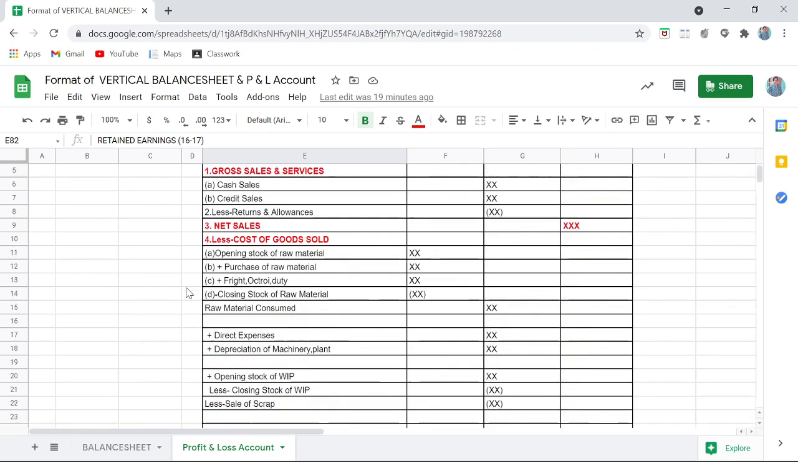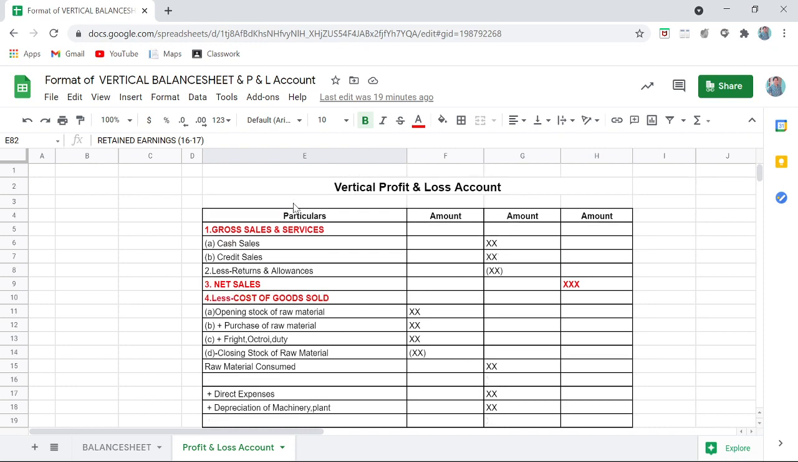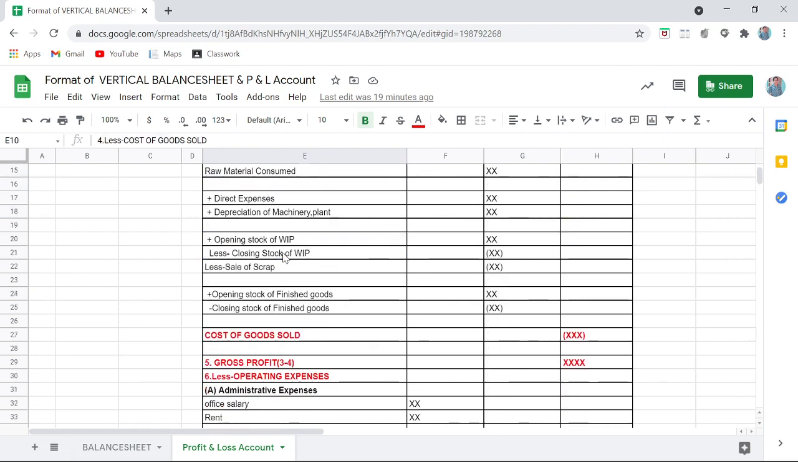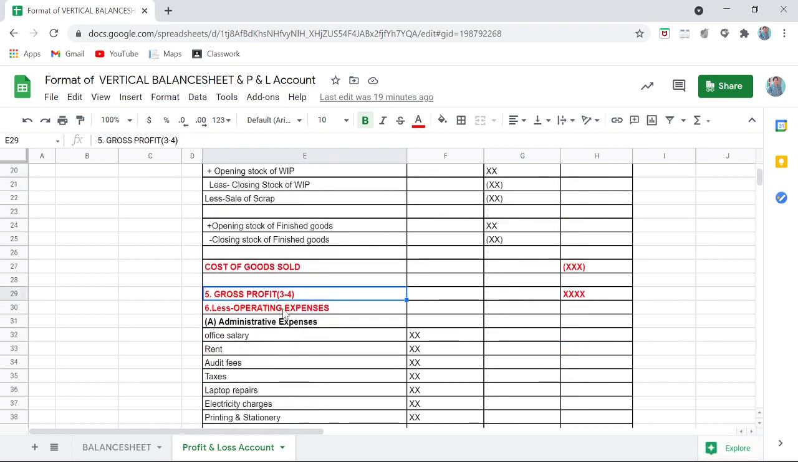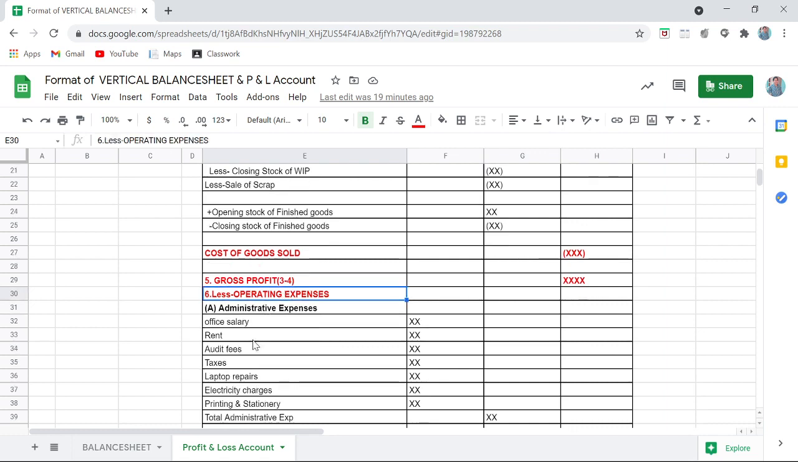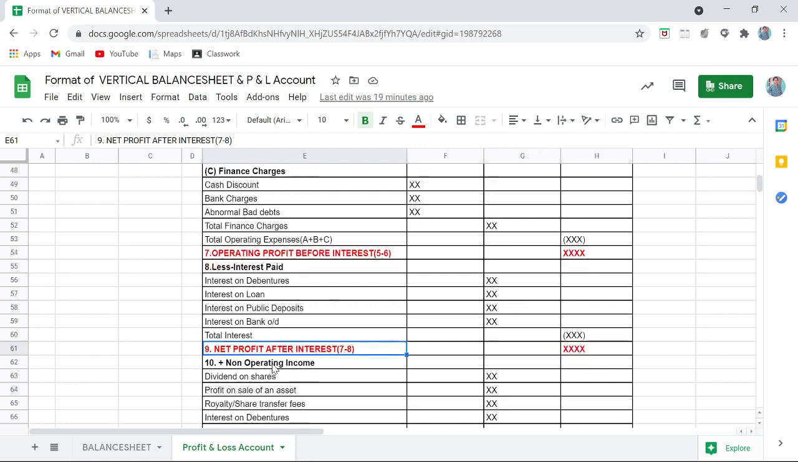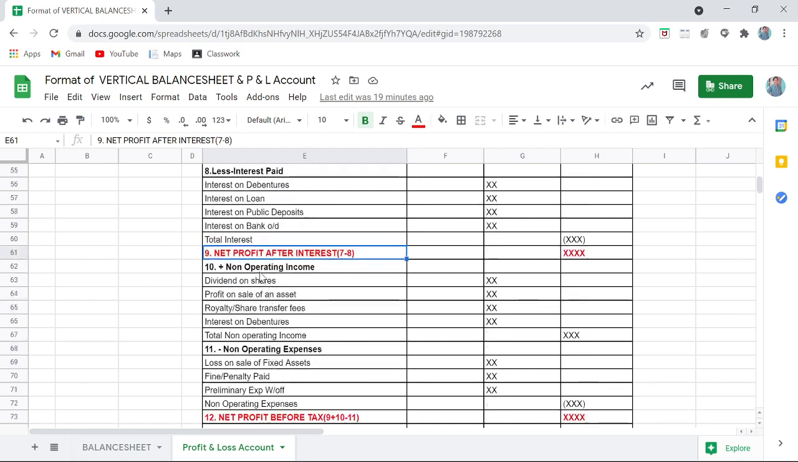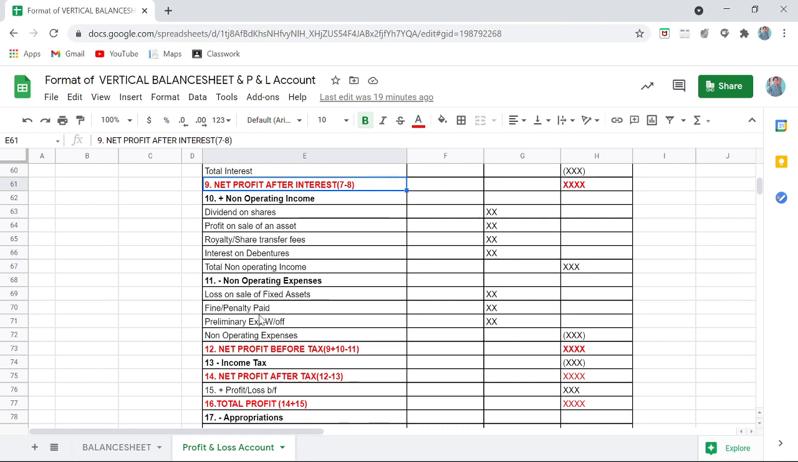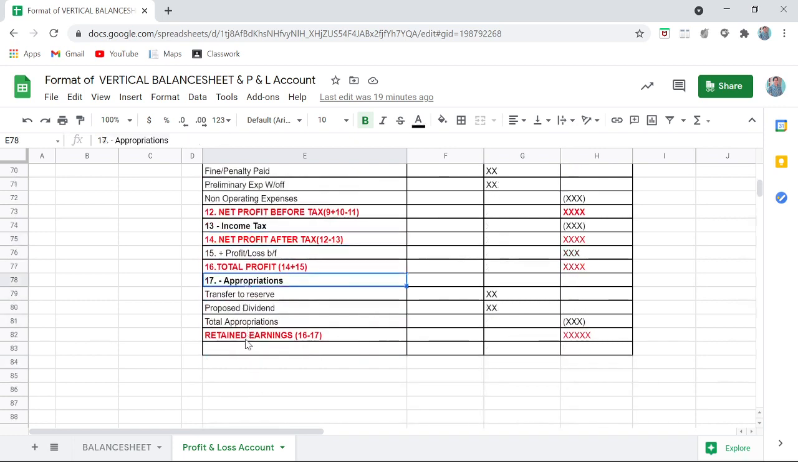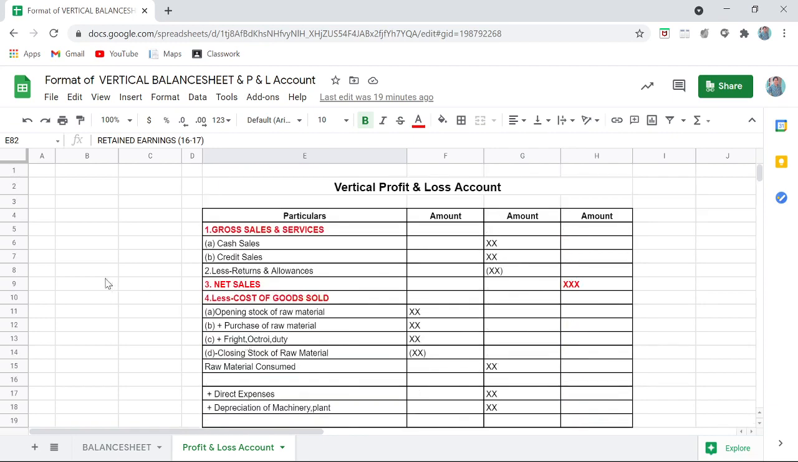We'll just go through quickly whatever heads we have learned. Okay, only heads. So first you wrote sales. From that you deducted COGS. So you got gross profit. From gross profit we deducted operating expenses. There were 3 operating expenses. Then you got operating profit before interest. Then I deducted interest. Then you got net profit after interest. Then I adjusted non-operating income and non-operating expenses, both. So you got profit before tax. Tax is deducted, then you got profit after tax. And then appropriations, we got retained earnings. That's it. Thank you.